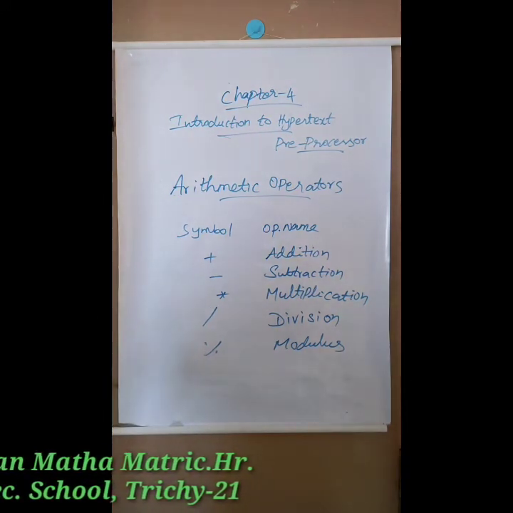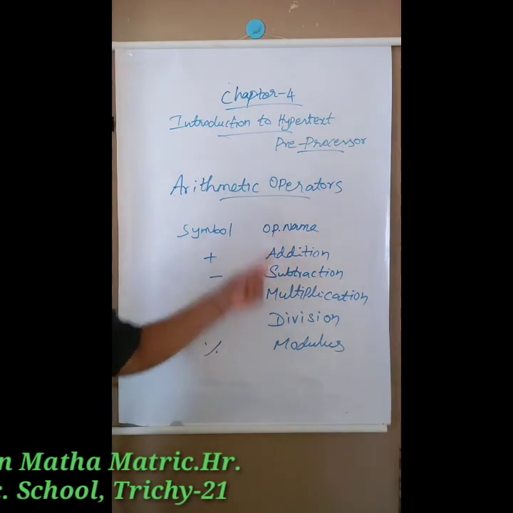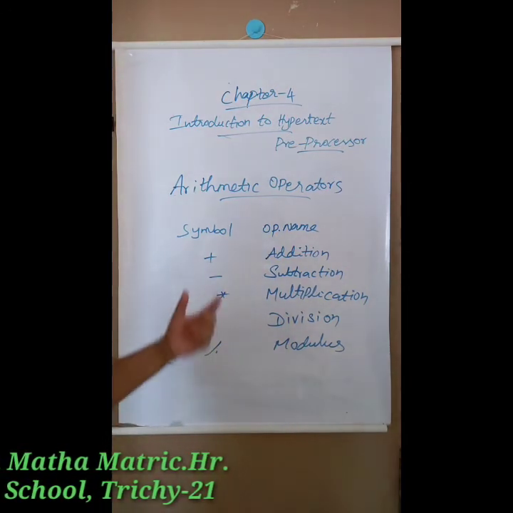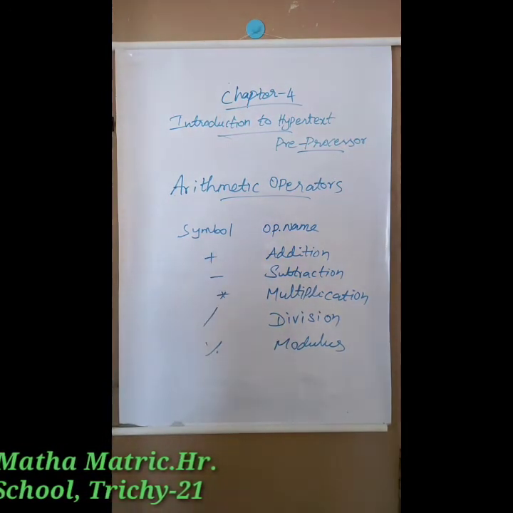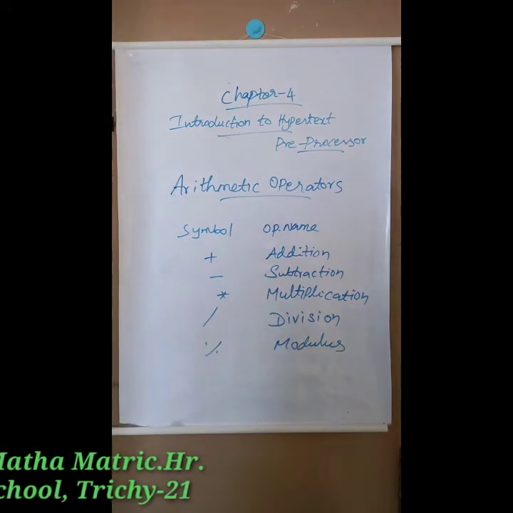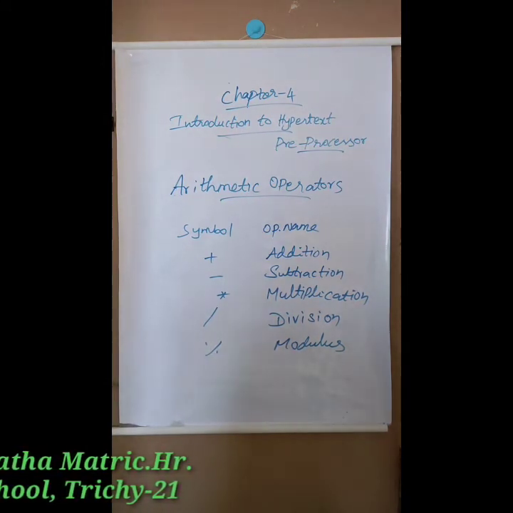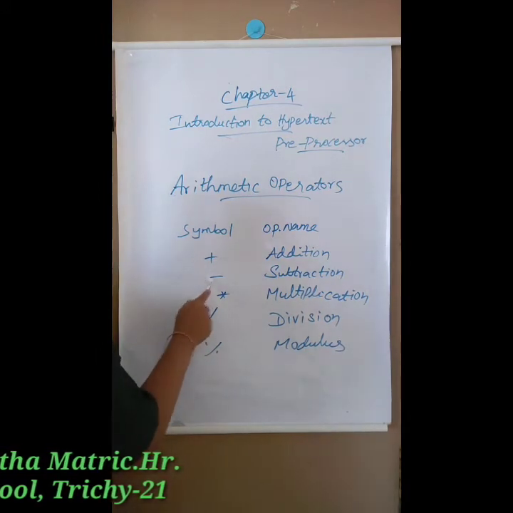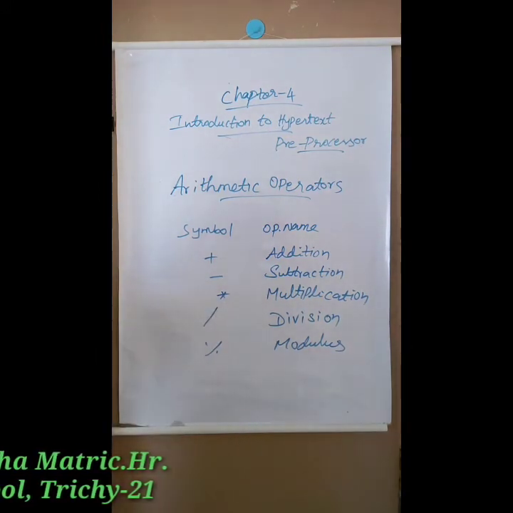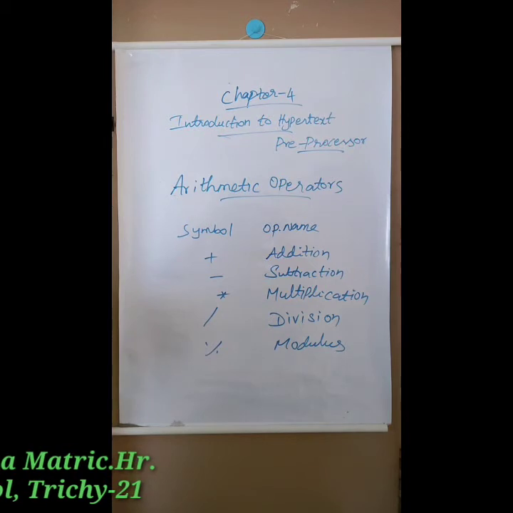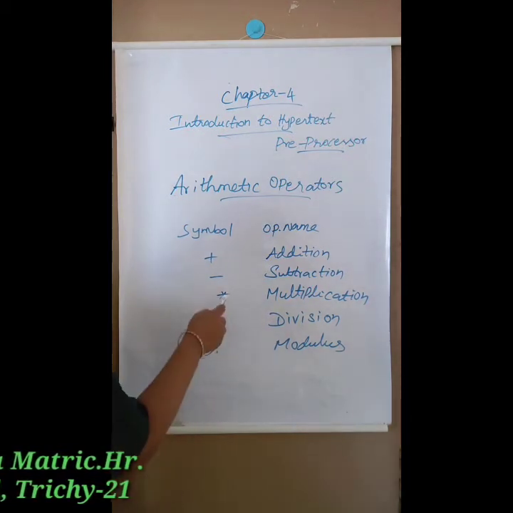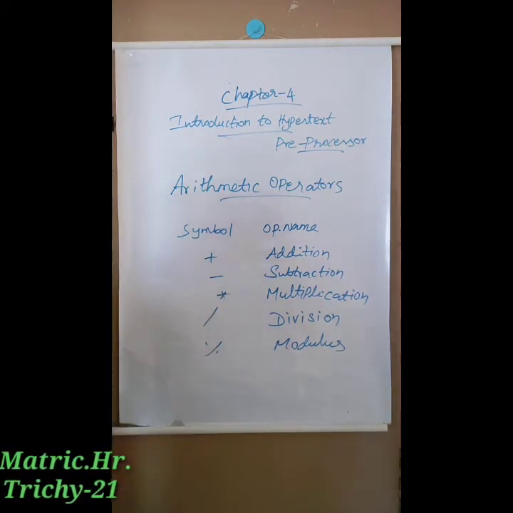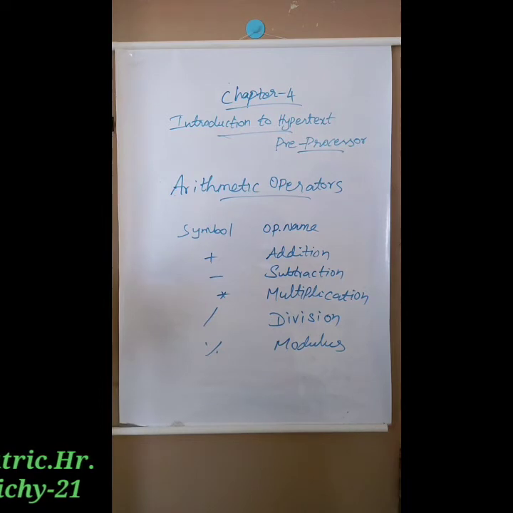Now, this is the symbol of the arithmetic operators, then the operator names. The plus means addition. It is used to perform the process of adding numbers. The next one is minus, that is subtraction, used to perform the process of subtracting numbers. Next is multiplication, used to perform the process of multiplying numbers. The next one is division. It is the process of dividing numbers.